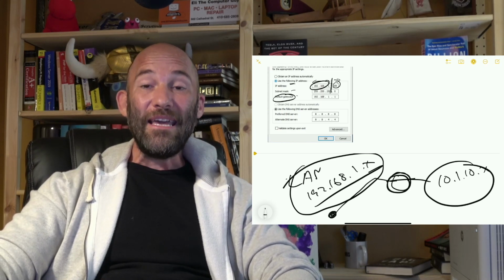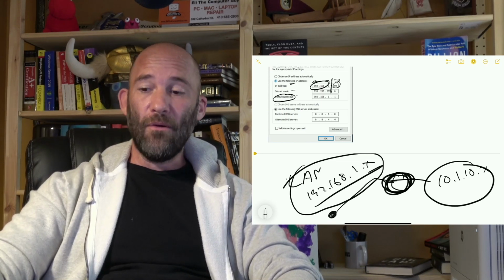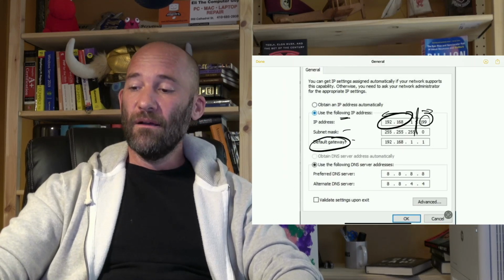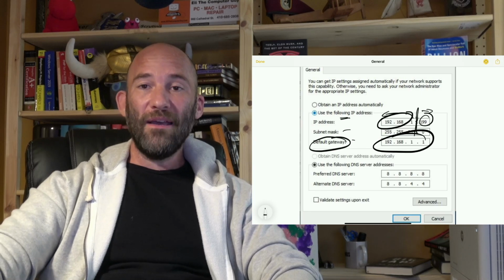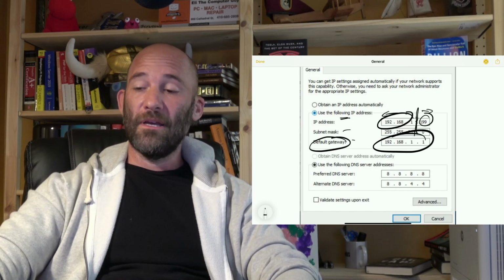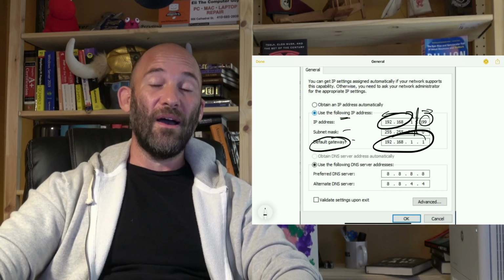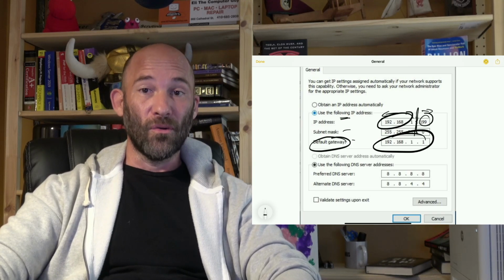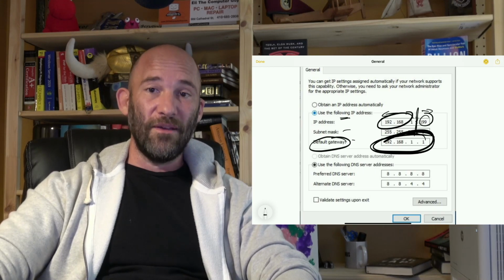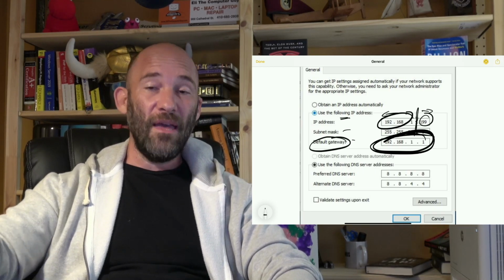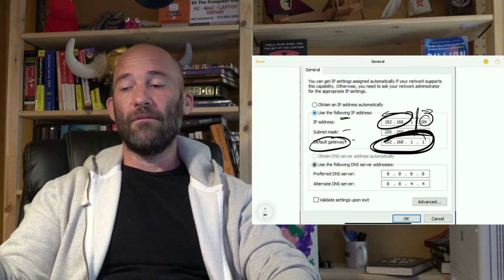So the IP address of the default gateway that you plug in, right? This configuration basically tells this particular computer: if you cannot find the IP address you're looking for on your local area network, then go to the router, go to this default gateway, and see if it knows where the IP address is.